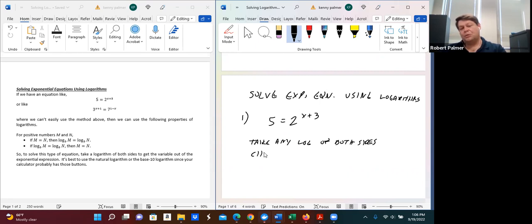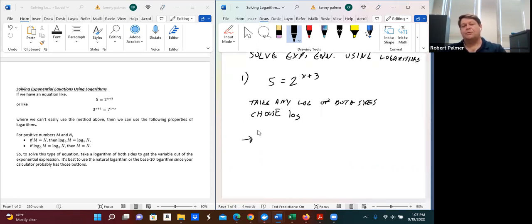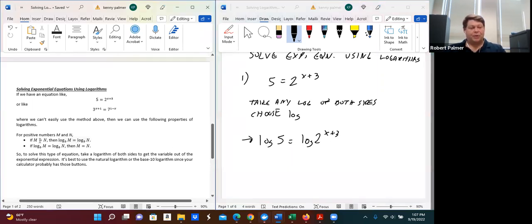I'll choose log base 10, one you can use with your calculator. So log of 5 is equal to the log of 2 to the x plus 3. Once again, this is using this property: if these two positive things are equal, then I can take any log of both. Now, what does that do for me?